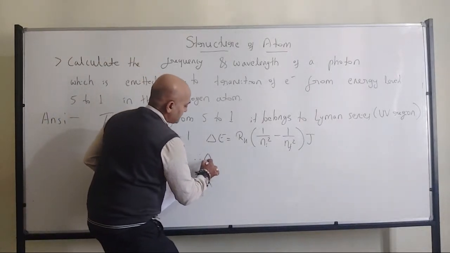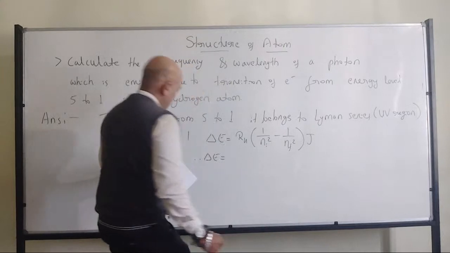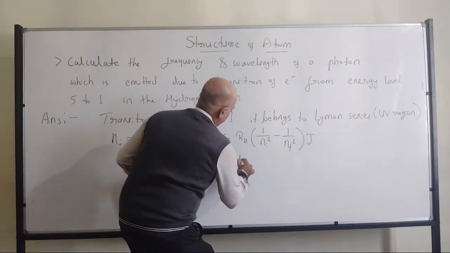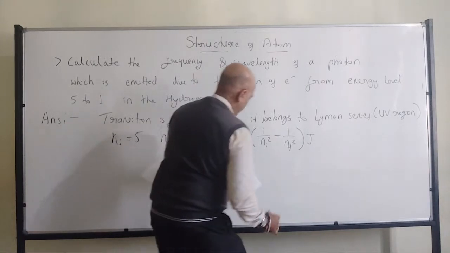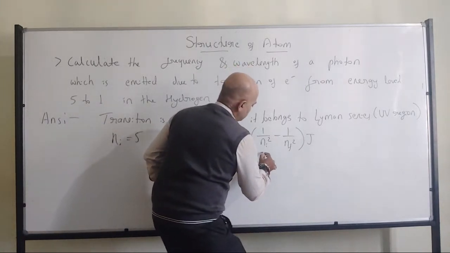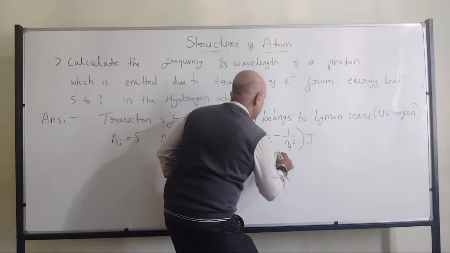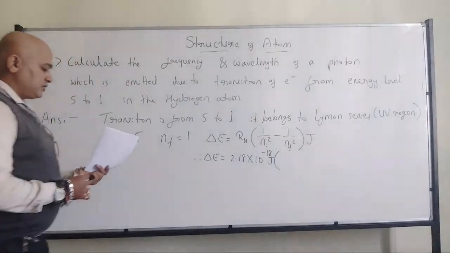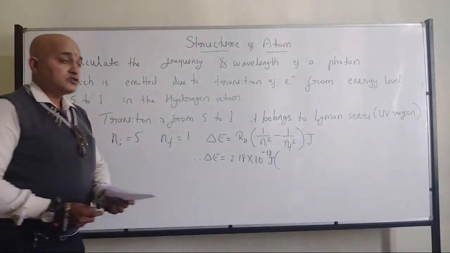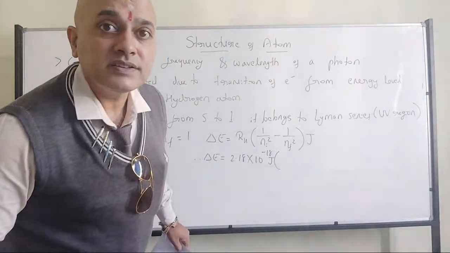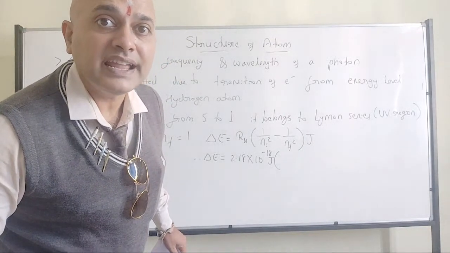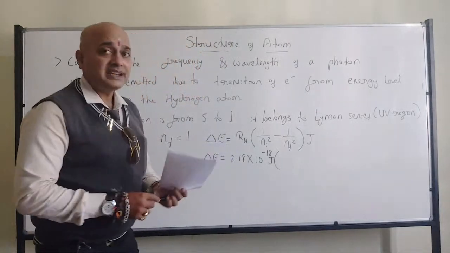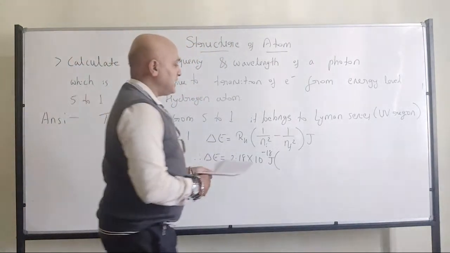So therefore, delta E is equal to RH value. What is that RH value? So that is 2.18 into 10 to the power of minus 18 joule. So what is that? Sir, answer will be negative. Yes, answer should be negative, absolutely correct, because we are dealing with the emission spectra, it should be negative.